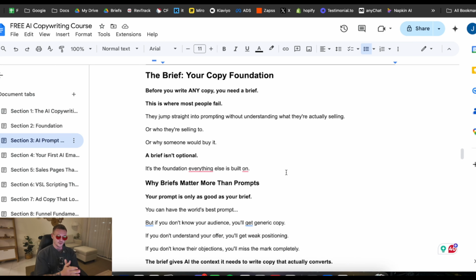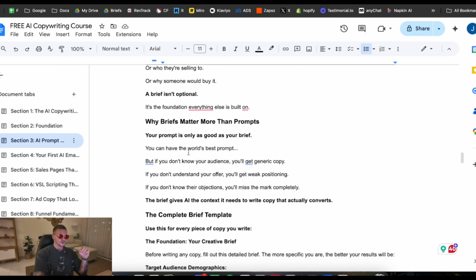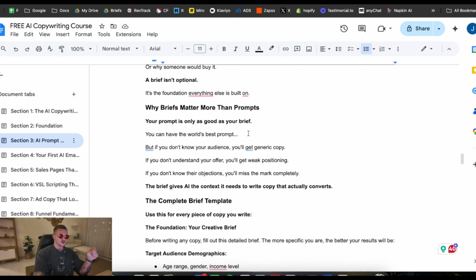Now, this is the most important part of it. This is the foundation. This is called the brief. This is where most people fail because they just try and write a prompt and don't give it any context on what the offer is, who the audience is, etc., etc. So the briefs matter more than prompts because your prompt is only as good as your brief.